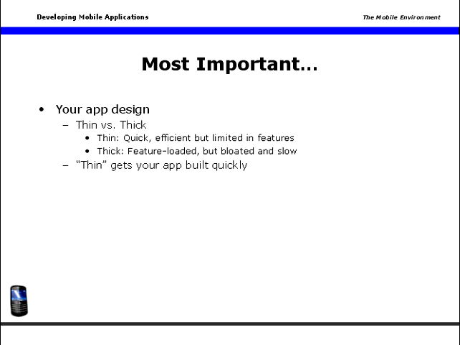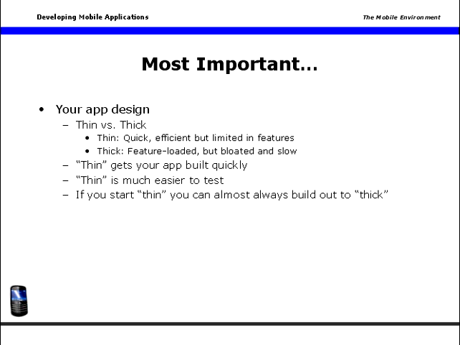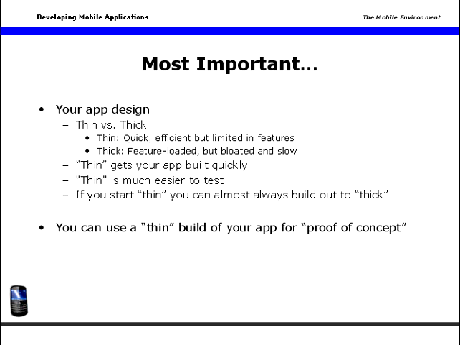Thin gets your app built much more quickly. Thin is easier to test. And if you start thin, you can almost always build out to thick by adding features later. You can use a thin build of your app for proof of concept. And here's a hint. Apple says that its most popular apps are, by this definition, thin. They're dedicated to a single, simple purpose, executed elegantly, and they integrate the capabilities of the device.